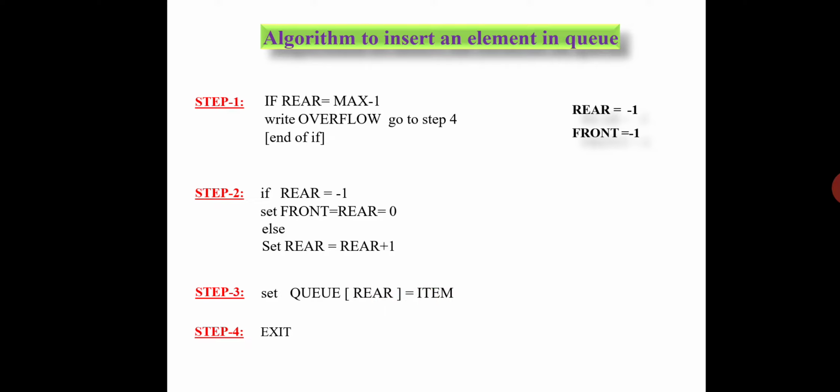Do one thing: you can pause this video, take a sheet, and using these steps, create int q of 5. You can create a table of 5 nodes. Initially you check this condition, which is false, then go to step 2. Initially the rear minus 1 condition is true, so we assign front and rear equal to 0. We can add one more element to the queue. Keep repeating that. When rear goes to 4, that time it's overflow. This is only the insertion of the queue.